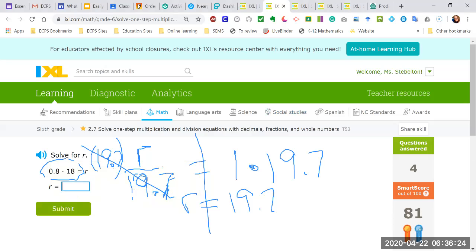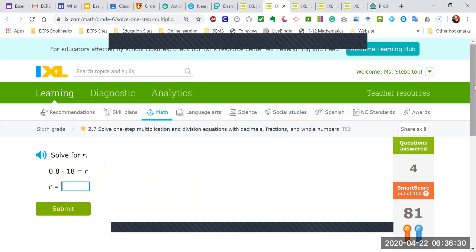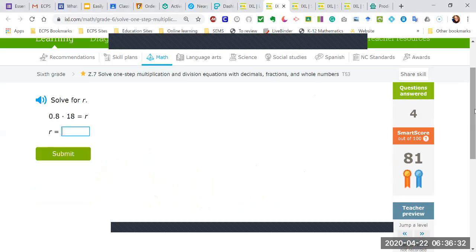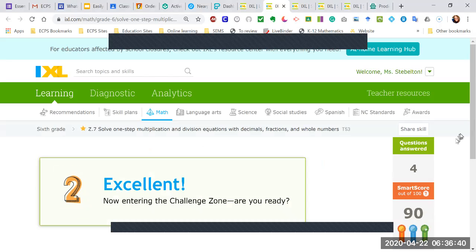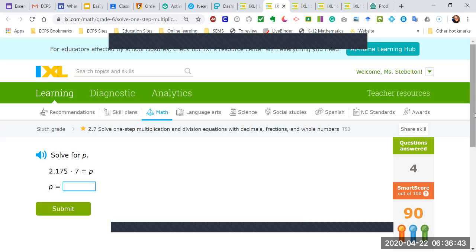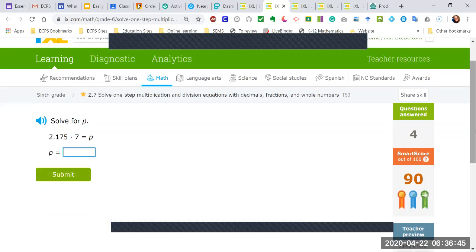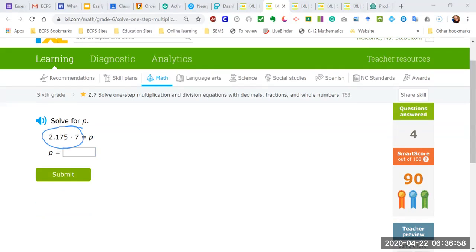All right, so let's see if I can skip that problem. This one's another one where you're just multiplying. So 0.8 times 18. I'm going to go ahead and jump a level. All right. This is another one where we're just having to multiply to solve it. So we're going to multiply this number right here. So if you have forgotten how to multiply with decimals, we're going to go ahead and do 1 here.